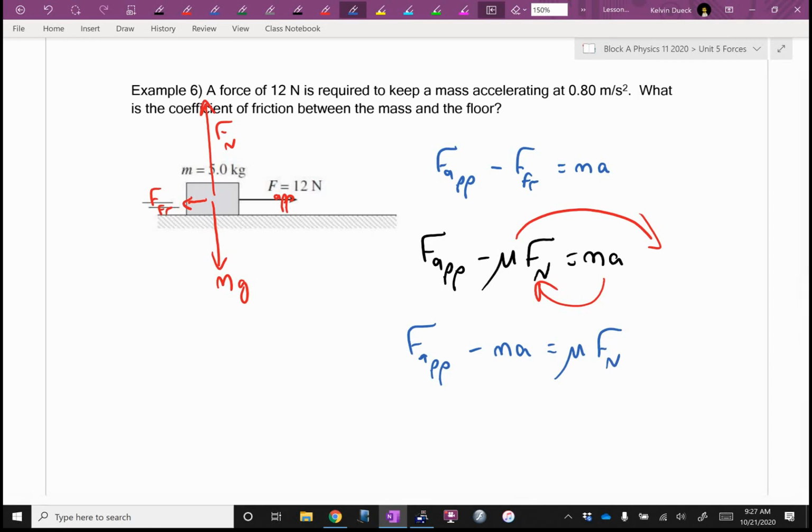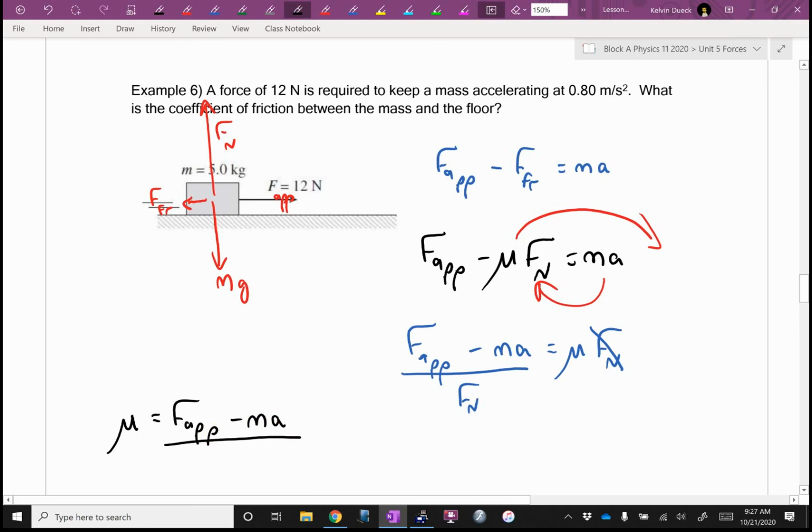How would I get the mu by itself? What's the Fn doing to the mu? Multiply. So, problem. I don't know the normal force. But look, on this line, because I'm lazy but organized, I'm going to move the Fn down to there. On my next line, I'm going to write mu equals F applied minus MA over, what can I write instead of the normal force? mg.